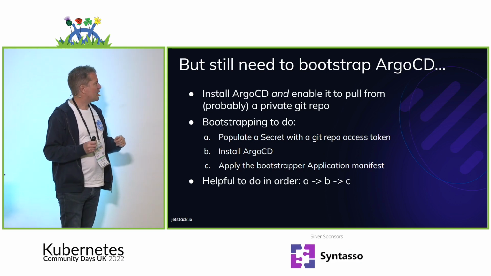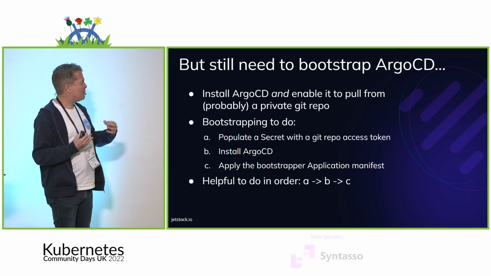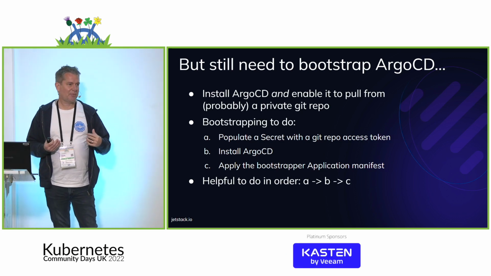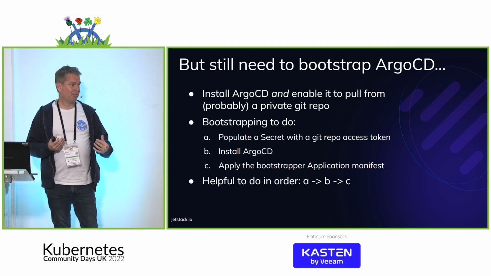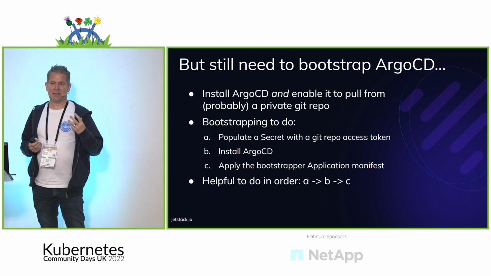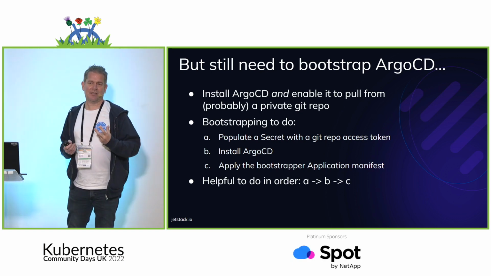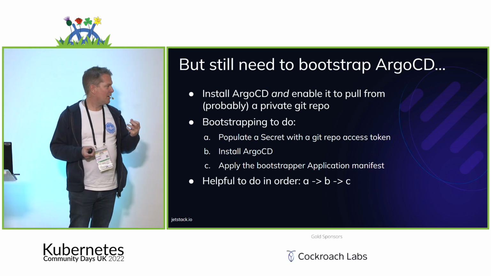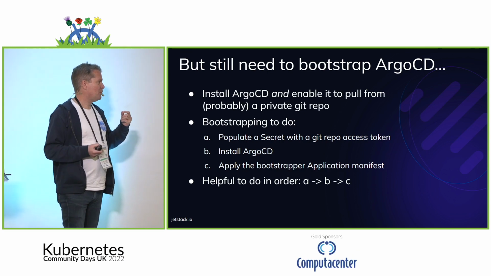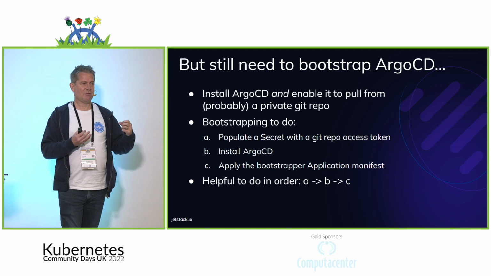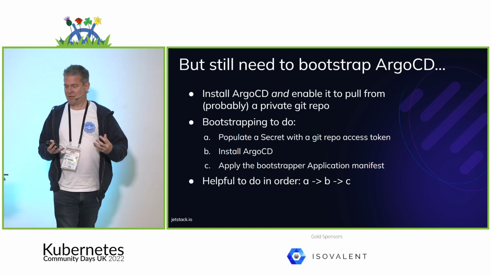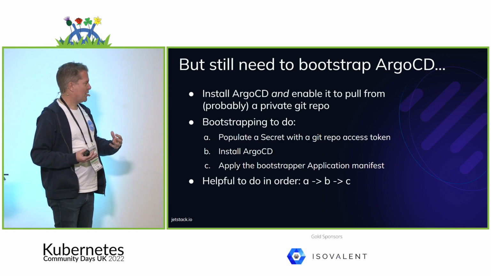And where this becomes a bit of a challenge is I'm picking this stuff up from a private Git repo. So not only do I need to install Argo CD, I need to provide it with a secret that contains the GitHub access token. So somehow I need to do that. And then once Argo CD is up and running, I also need to give it the Bootstrapper application manifest. So there's a few things that need to happen there.